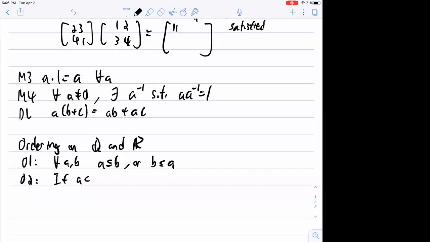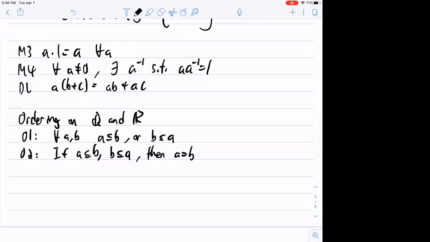And if A is less than or equal to B and B is less than or equal to A, then A equals B. You can't have a number that's bigger than some other number and also smaller than that other number, unless it's equal.